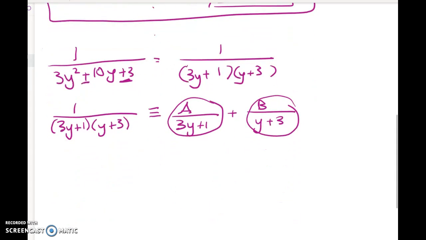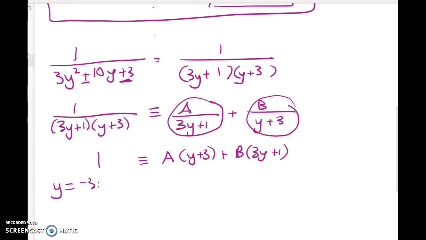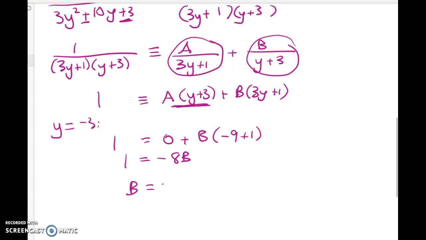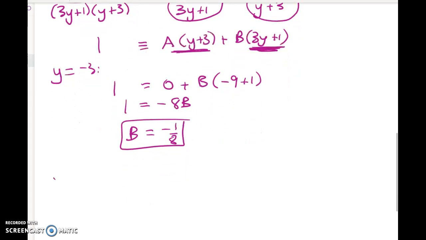So let's think back to how we did partial fractions. Well, we've got 1 is equal to a times (y plus 3) plus b times (3y plus 1). Now let's substitute in y equals negative 3, and we get this. 1 is equal to 0 for that term, plus b times (negative 9 plus 1). So you can see this is not working out to have beautiful numbers. We get 1 is equal to negative 8b. b is equal to negative 1/8. Now the next value we're going to use will make this term 0, so that's going to be y equals negative 1/3.